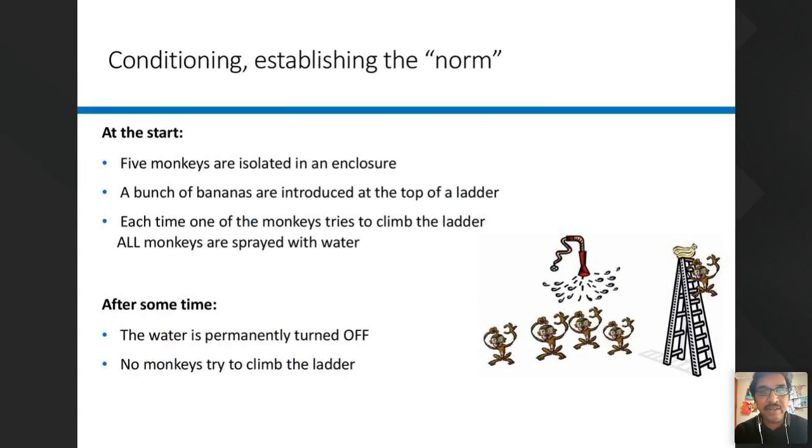What they did was a social experiment. They put five monkeys inside a room, kept a ladder and placed a banana on top of it. As usual, monkeys see a banana and try to eat it. So they climbed the ladder. Once a monkey climbed the ladder, they started to spray water on every monkey, and they were kind of shocked. So they got down. After some time, they again tried to climb the ladder. Water was sprayed. The monkeys stopped climbing the ladder. After some time, the water was permanently turned off. No monkeys tried to climb the ladder.